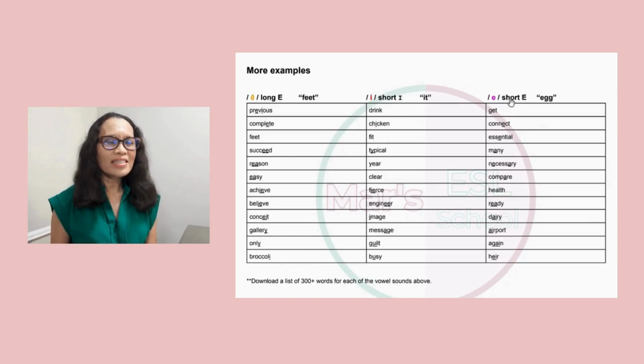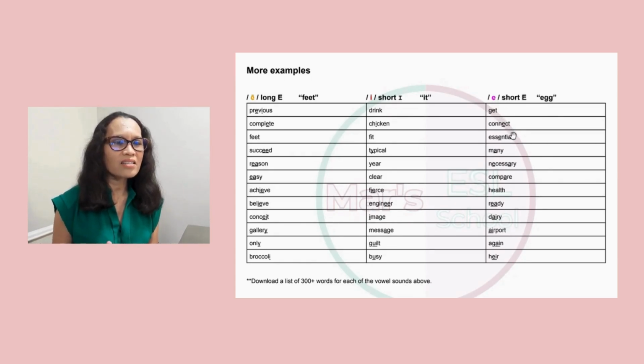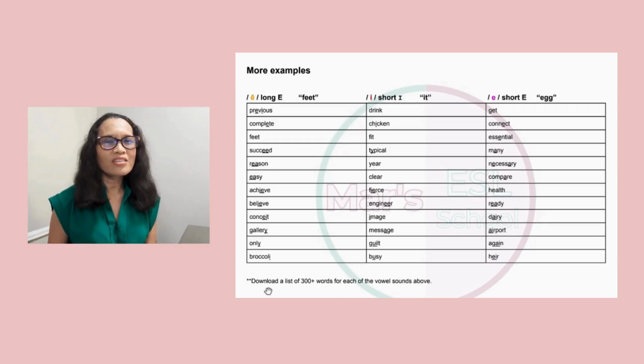For the short E sound, egg, we have get, connect, essential, many, necessary, compare, health, ready, dairy, airport, again, and air. There's a list of 300 plus words for each of the vowel sounds above that you can download.